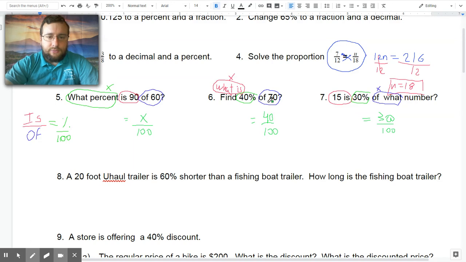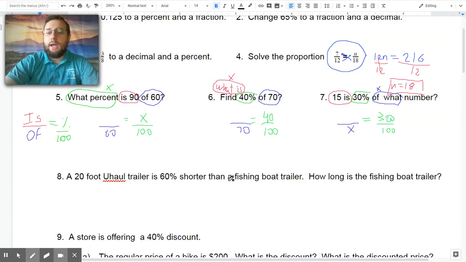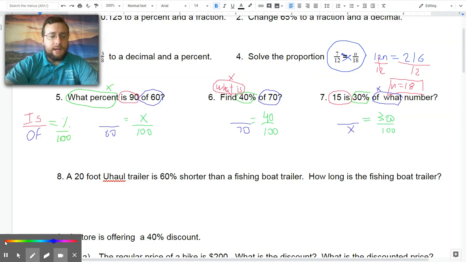And then I have to put the "of" in place. That's the thing I like to do next. And in this case, the 60 is the "of". And then here, the 70 is the "of", because it's the whole of the problem. And this is what I'm looking for. I don't know what the whole is, and so I have to put x. Lastly, I try to find my "is"s, and this one is 90.